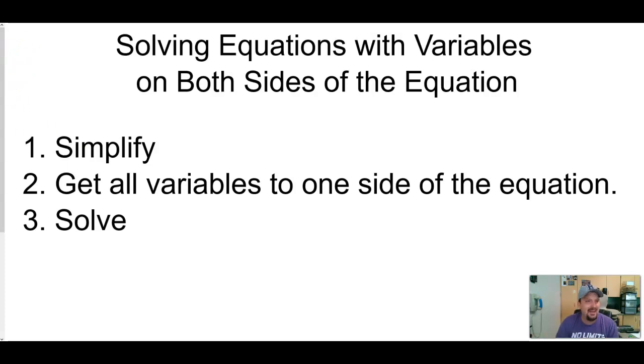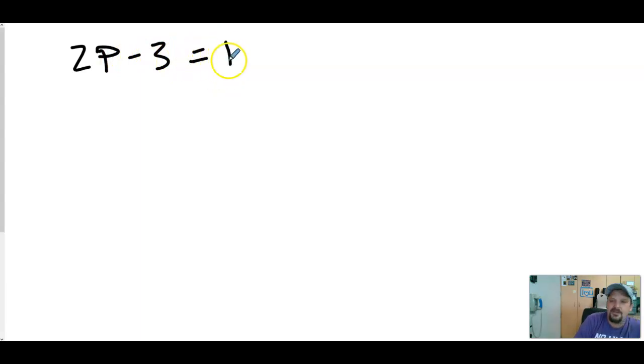So let's go ahead and take a look at a couple examples that will help us. So let's start off with an example that looks like this. Let's do 2p minus 3 equals p minus 5.